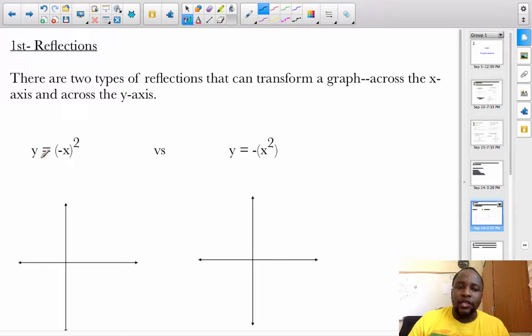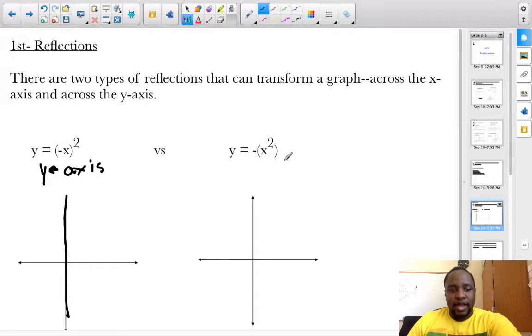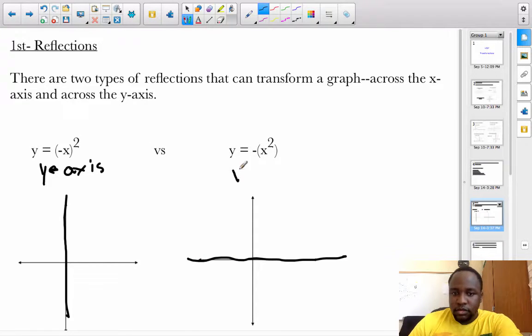So when we have y equals negative x squared, where the negative is inside the parentheses, then that is a reflection across the y-axis. When we have y equals negative and then x squared, that is a reflection across the x-axis. Okay, and so we'll do some problems with that in a minute.